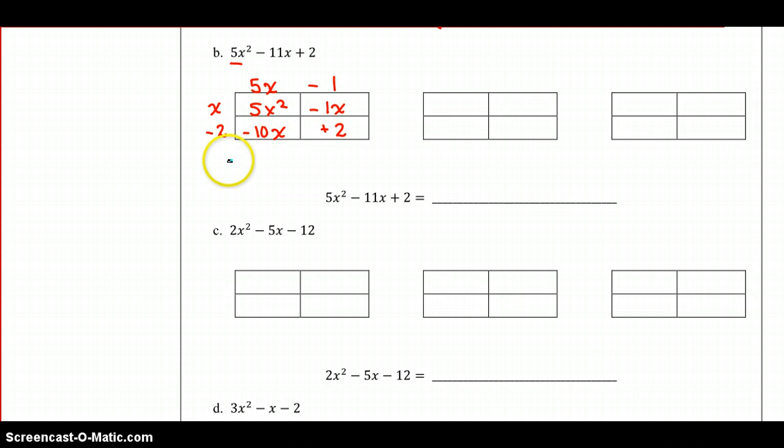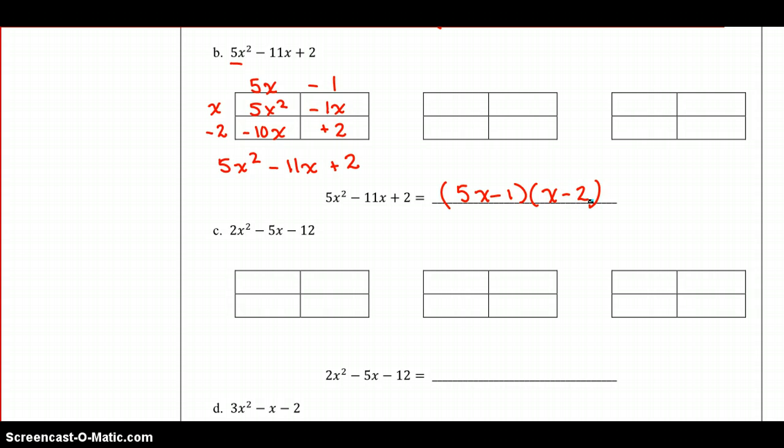Okay. So now when we collect like terms, we're going to get 5x squared minus 10 minus 1, minus 11x plus 2. And so here, our guessing, we happen to guess what worked right the very first time. So 5x squared minus 11x plus 2 factors as 5x minus 1 times x minus 2.